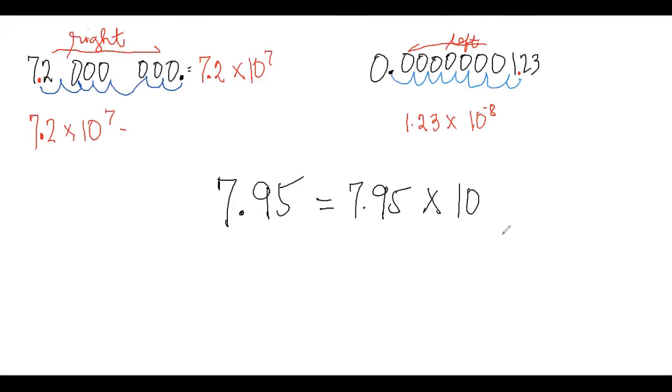Ngayon, class, gumalaw ba ang decimal point? May nilagay ba tayo ng decimal point na bago? Wala po, sir. So, kung wala, ilang moves yung ginawa natin? Wala po. So, 10 raised to 0. Wala kasi tayong ginawa. Tama? Okay. Makes sense din kasi ang value ng 10 raised to 0 is 1. So, 7.95 times 1 is 7.95 pa rin.